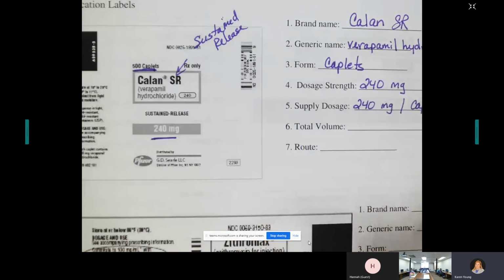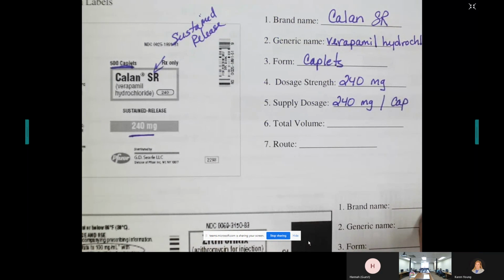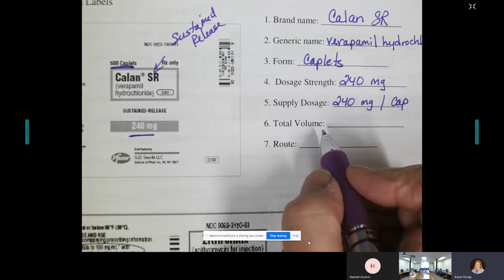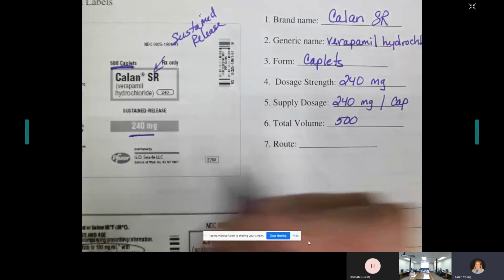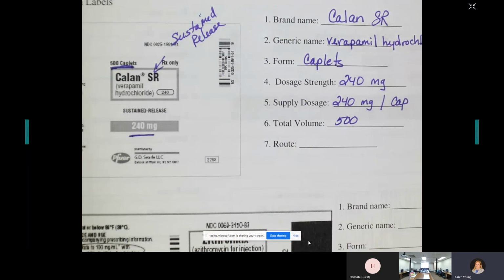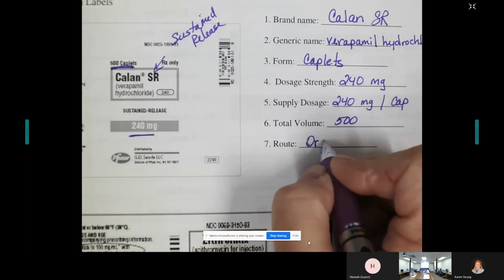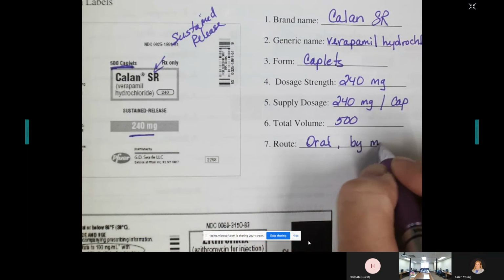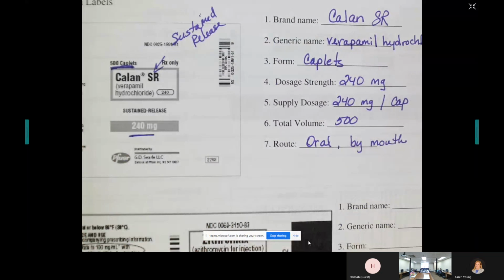And I'm just going to write cap for abbreviation. My total volume, there's 500 caplets, so my total volume is going to be 500. And then the route. If it's caplets, what's my route going to be? Did y'all say oral? Or by mouth? Okay. And these are the things that we concentrate on for our dosage calculations.